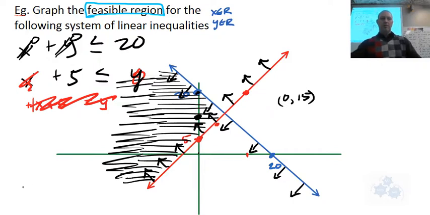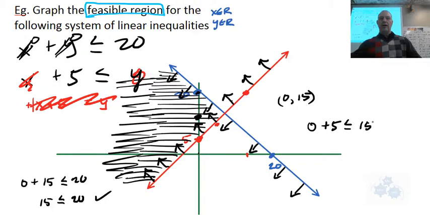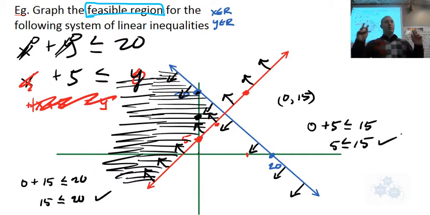So the first one is going to be 0 plus 15 is less than or equal to 20. 15 is less than or equal to 20. Does that work? Absolutely. Let's go to the next one. 0 plus 5 is less than or equal to y, which is 15. So 5 is less than or equal to 15. Does that work? Yeah, that works. So we've picked a point in what we've determined to be the feasible region, and it works.